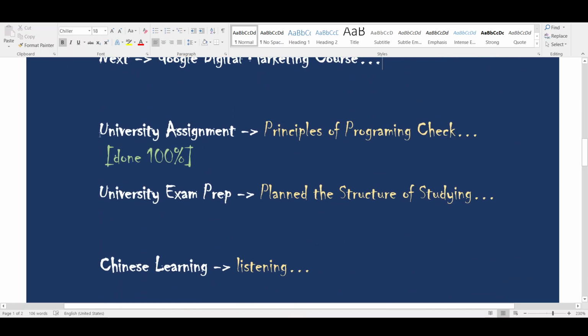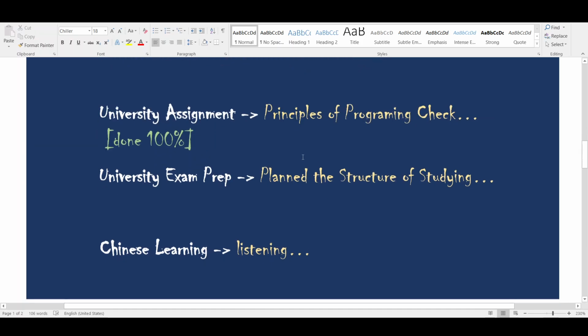The next one, university assignment. Again, it is under process for the check of the principles of programming assignment. So yeah, I've done all the assignments, almost everything from the practicals to the theory. And now comes this part, the university exam preparation for the study. I planned how I will be studying.